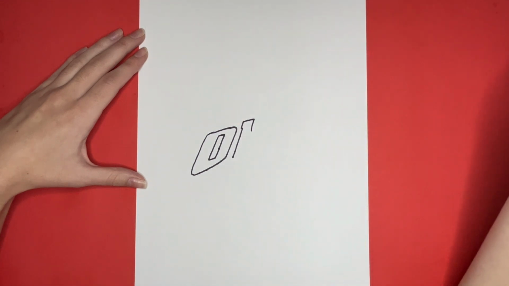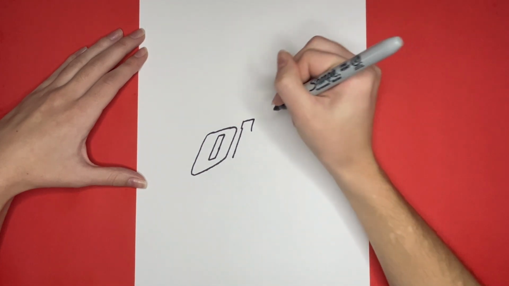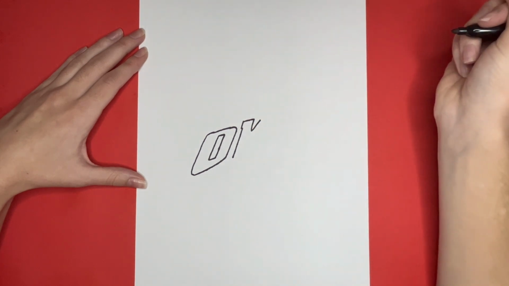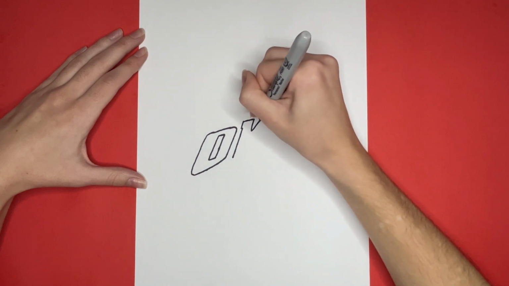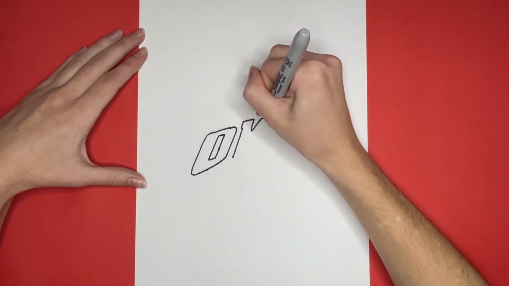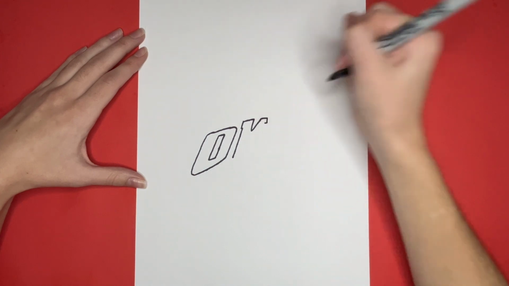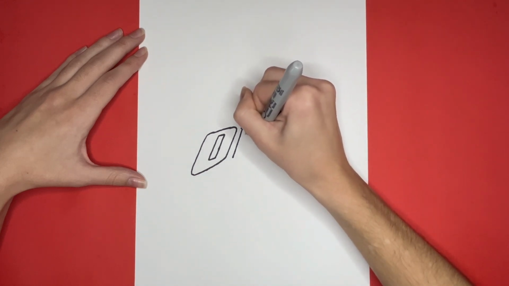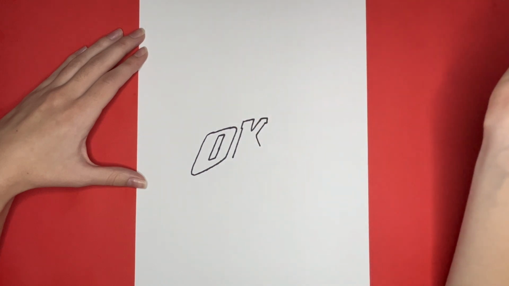Great job! Now we are going to draw a small diagonal line going up and to the right from where we left off. Then we are going to make the top right corner of the K by drawing a small line going to the right and then a backwards L going downwards from that. Awesome! Then we are going to draw the right side of our K by drawing two diagonal lines.